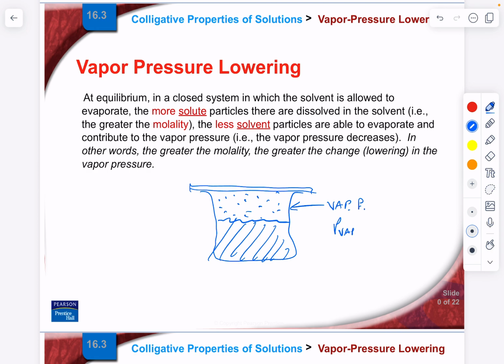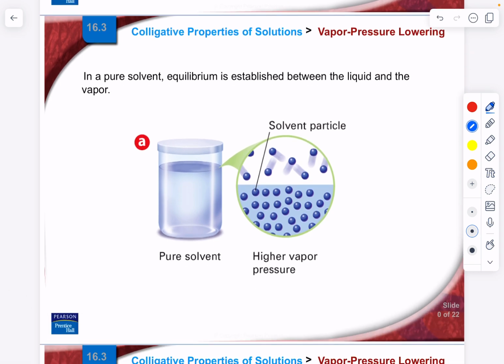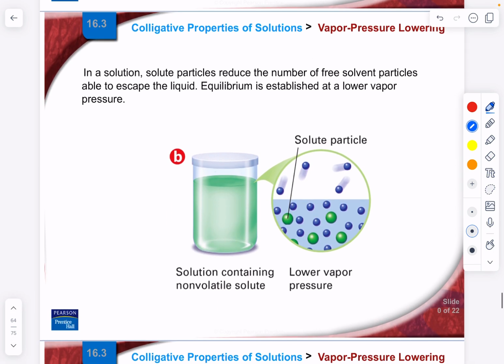Now, as soon as I add solute, pictured here in red, some of those solute particles will be across the surface, and now not as many solvent particles can escape. So I'm going to go to my eraser, and I'm going to erase some of my solvent particles, and now my pressure has gone down. My vapor pressure has been lowered because of the addition of the solute. And that's what they're going to show you here. I think my drawing is maybe not as nice, but it explained what was going on very well.